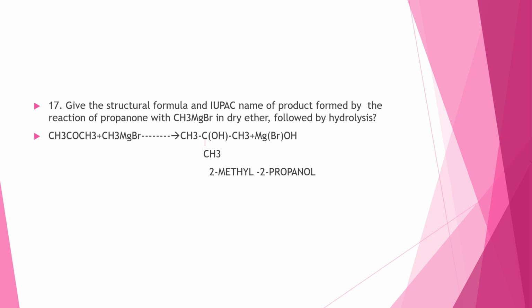Question number 17, give the structural formula and IUPAC name of the product formed by the reaction of propanone with CH3MgBr in dry ether followed by hydrolysis. So Grignard reagent, when treated with ketones, will produce tertiary alcohols. So we'll get 2-methyl-2-propanol by treating propanone with CH3MgBr.